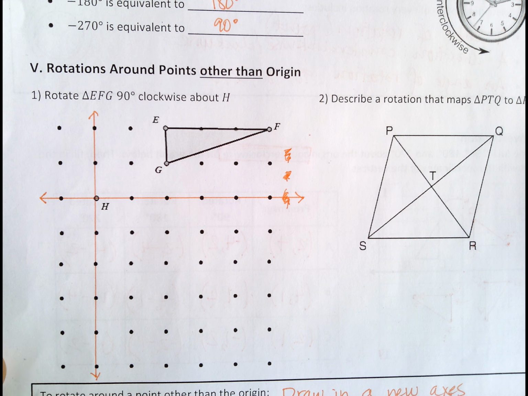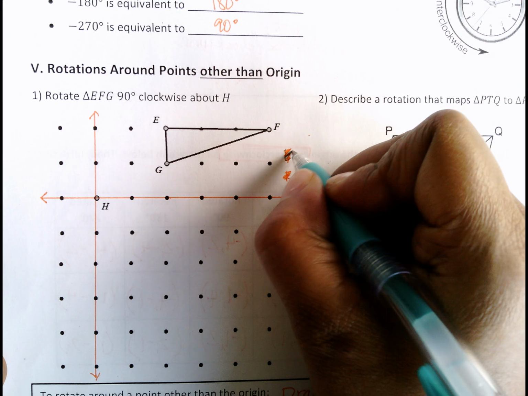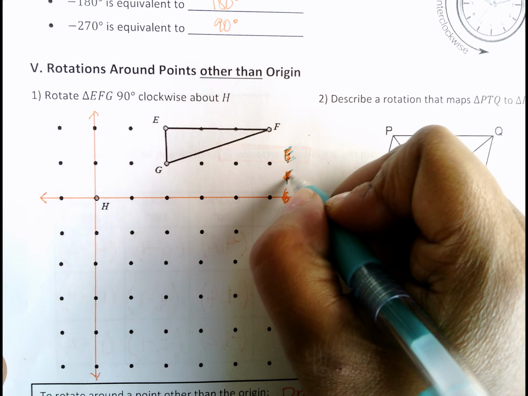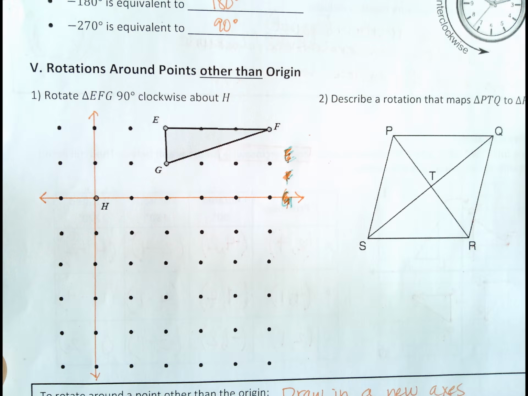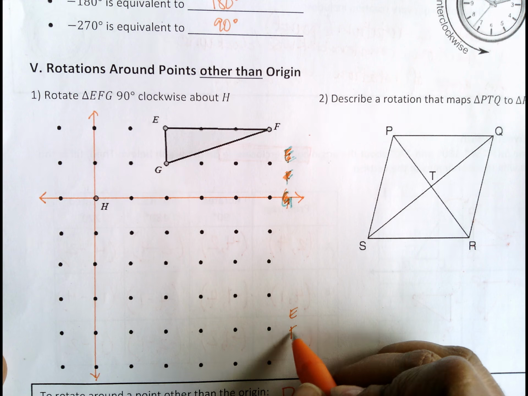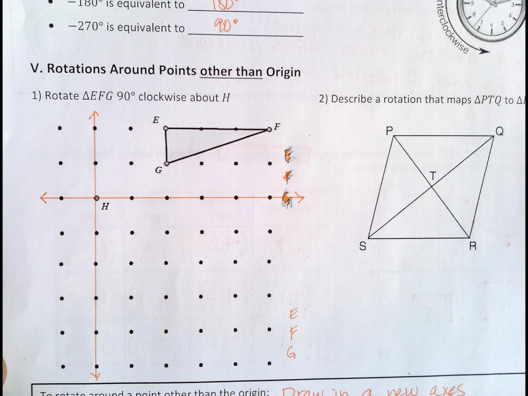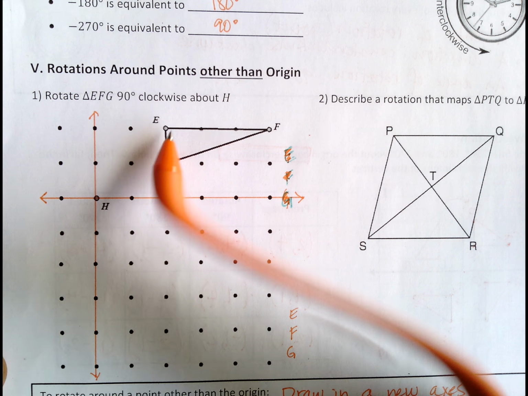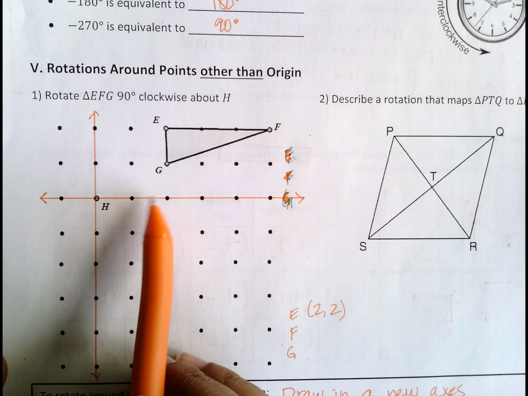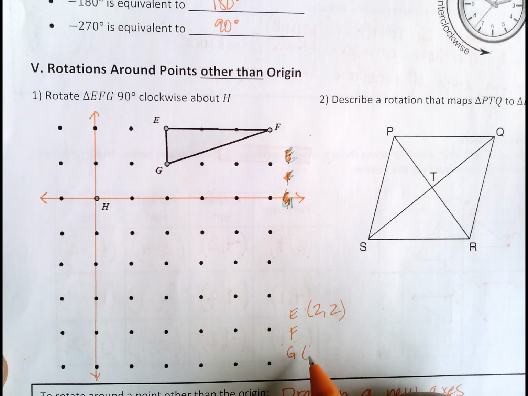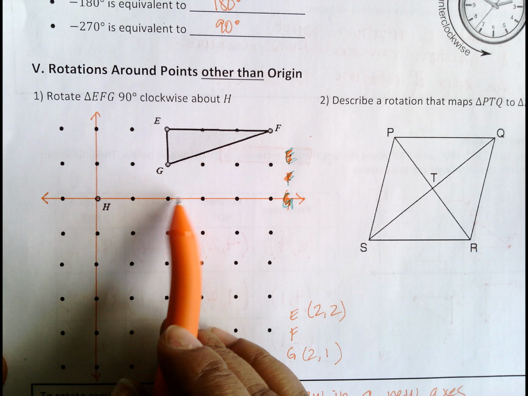Based on that, I'm going to just write out the coordinates of those points. I had them here, but then I erased it. I don't know why I did that. E, F, G. So pretending that this is my origin, the coordinates of E are 1, 2, 2, 2. The coordinates of G are 1, 2, 1. And the coordinates of F are 1, 2, 3, 4, 5, 1, 2.